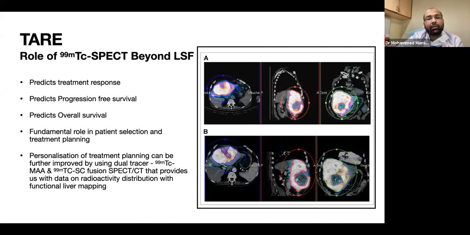And this indirectly helps in personalization of treatment planning, and this can further be improved by using dual tracer technique, where you inject MAA and you do a sulfur colloid scan fusion SPECT CT, and that gives us a physiological map of the function of the liver.